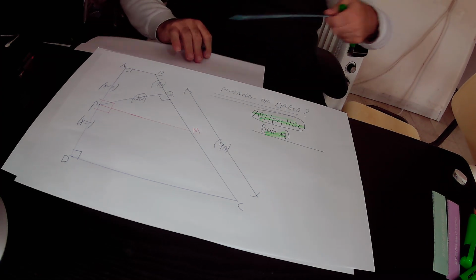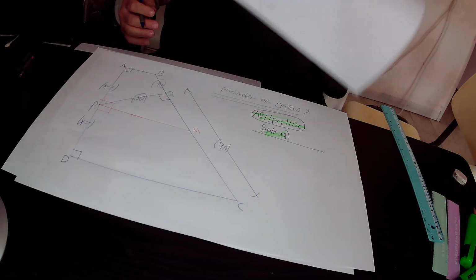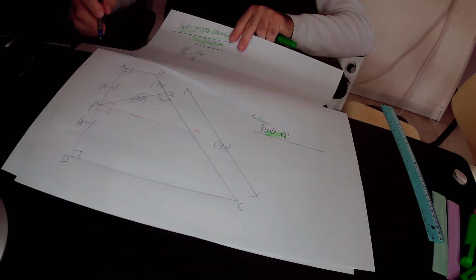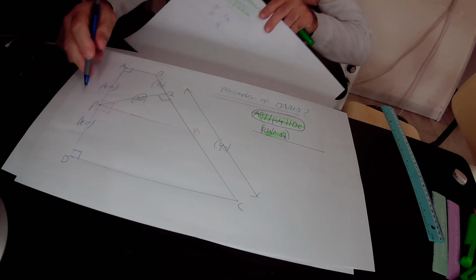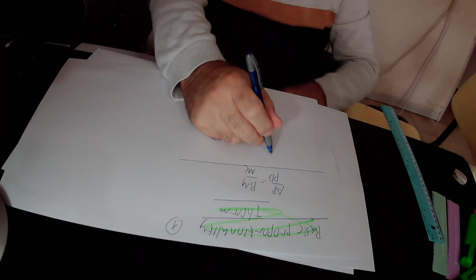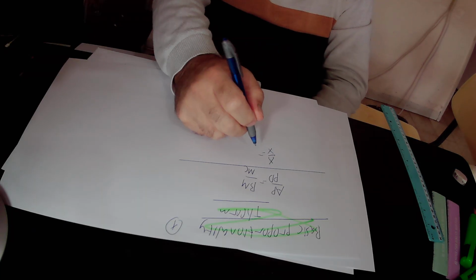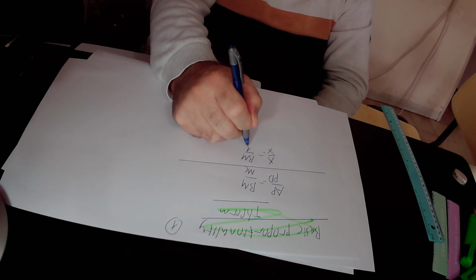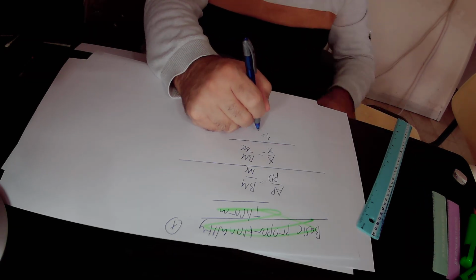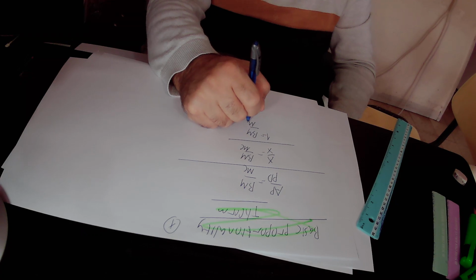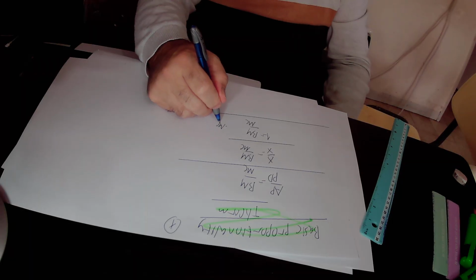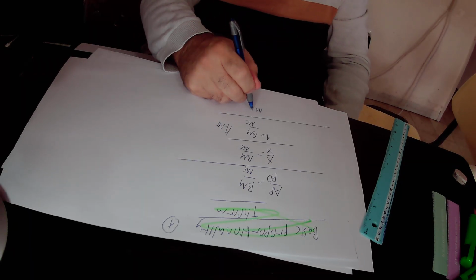And again, according to the basic proportionality theorem, AP over PD equals BM over MC. AP is X, PD is X, and therefore AP over PD is X over X. So X over X equals BM over MC. X over X is of course 1, so 1 equals BM over MC. Here we multiply this equation by MC, and finally get that MC equals BM.